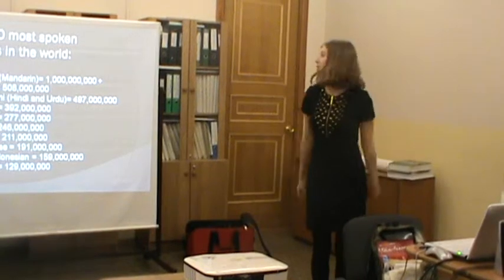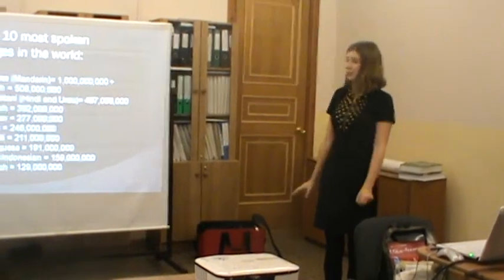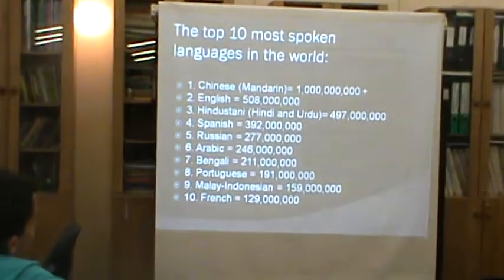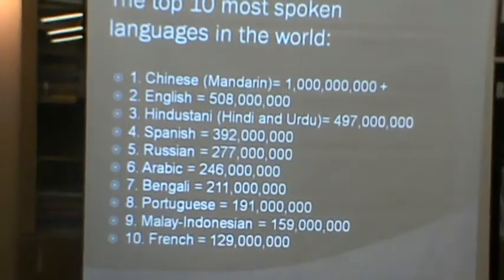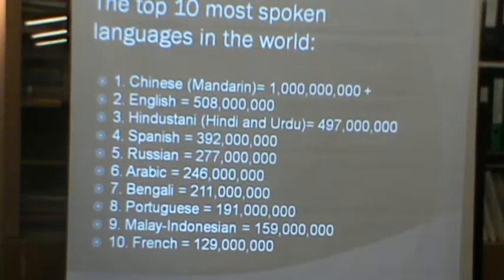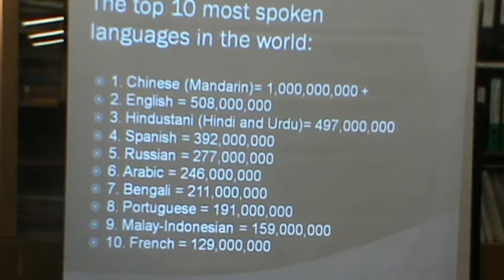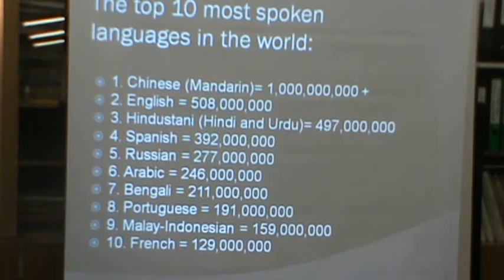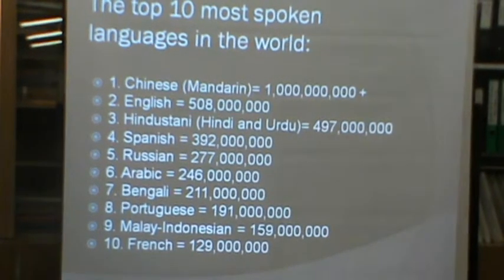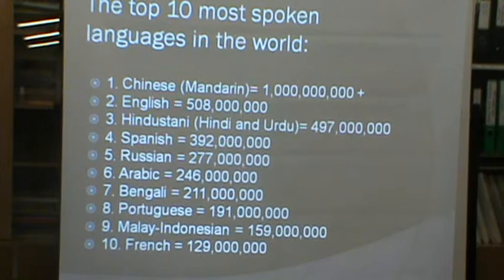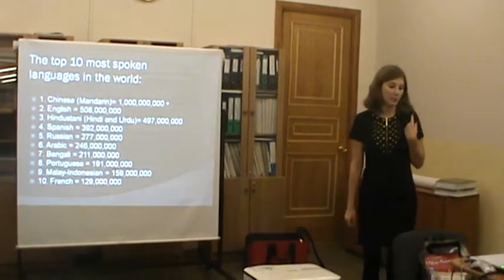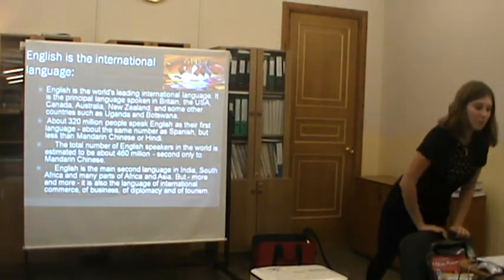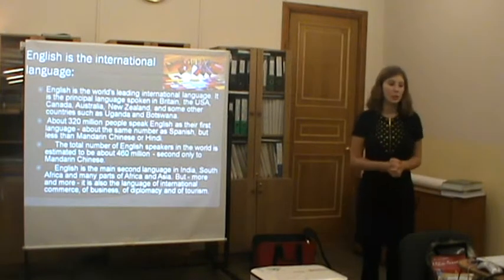Here are the 10 most spoken languages in the world. First one is Chinese, because it has the biggest population in the world, and China is one of the biggest countries in the world. English, because there are lots of native speakers and lots of people learn English. And the third one is Hindi, because India is a big country. Spanish, Russian, Arabic, Bengali, Portuguese, Indonesian, and French. Okay. And English is the international language.